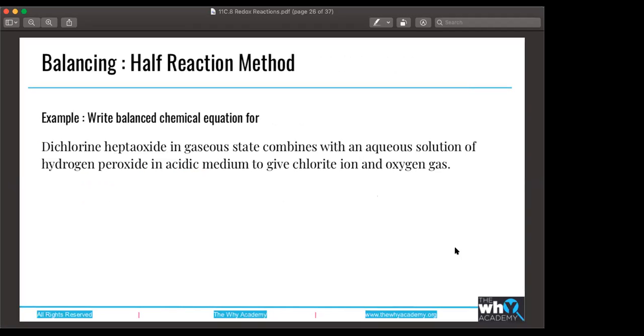All right, write the balanced chemical equation for dichlorine heptaoxide in gaseous state combines with aqueous solution of hydrogen peroxide in acidic medium to give chlorite ion and oxygen gas.